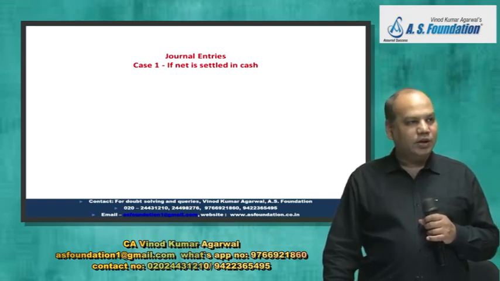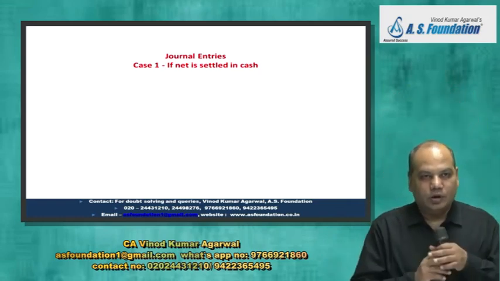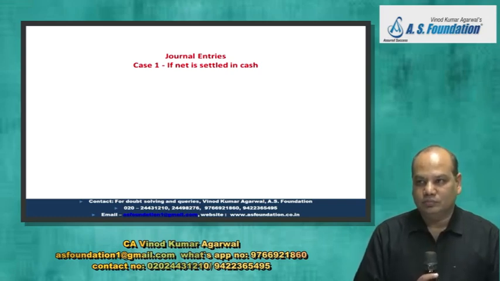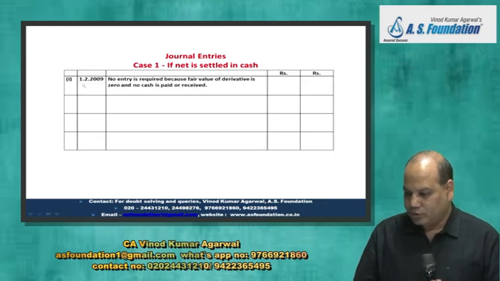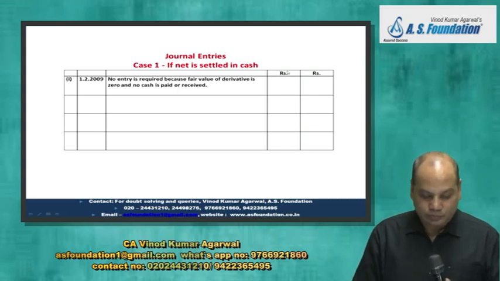If the net is settled in cash, draw the format of journal: date, particulars, debit, credit. Keep the question in front of you. It says the fair value of the forward on 1st February 2009 is nil.